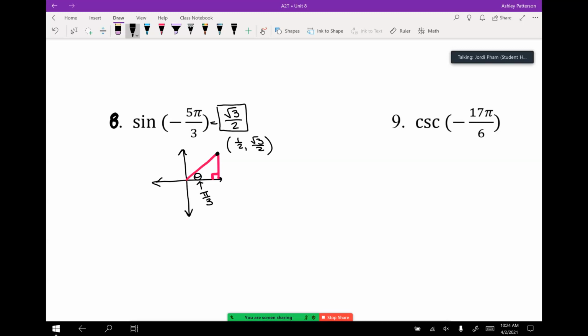Ms. Patterson, did we get negative 1 for number 7? Yes. You're welcome. All right, ladies and gents, grand finale.